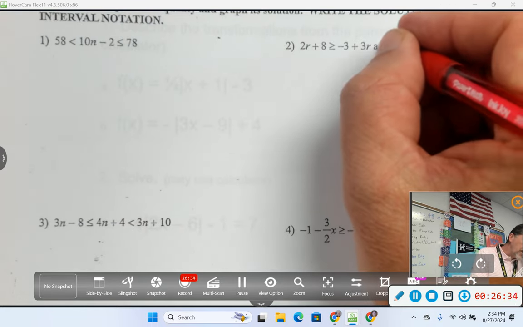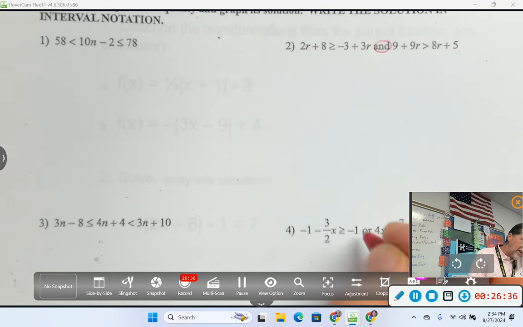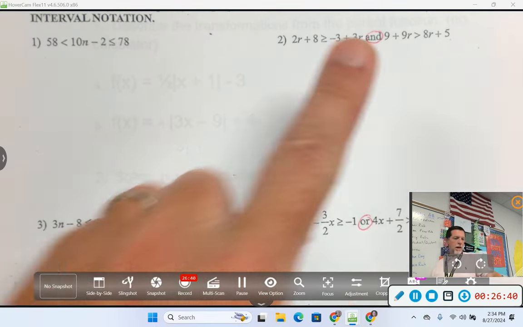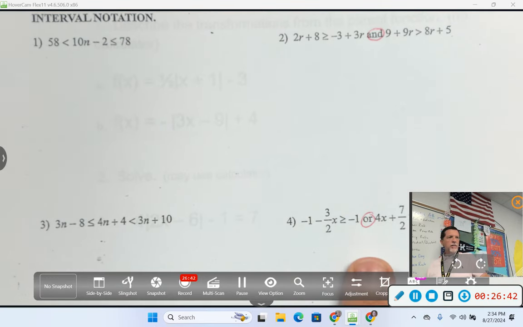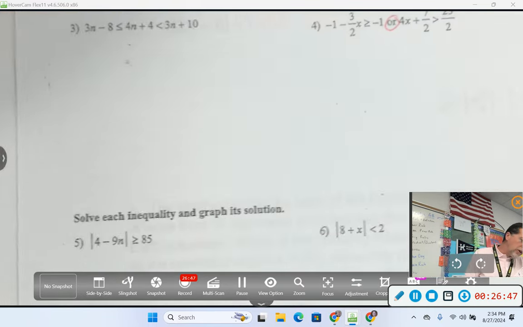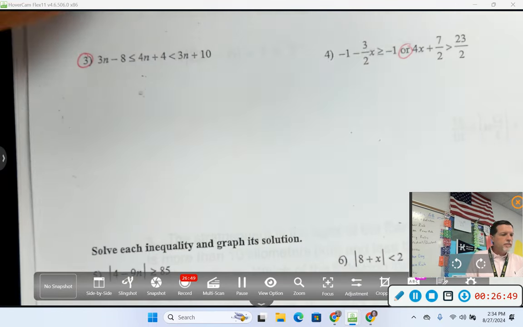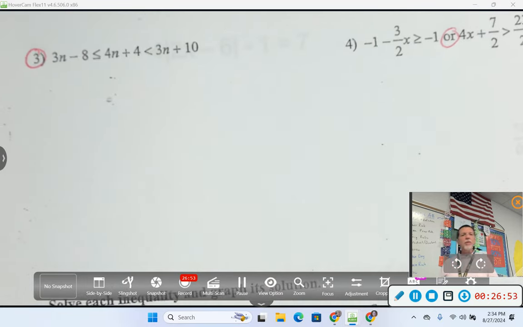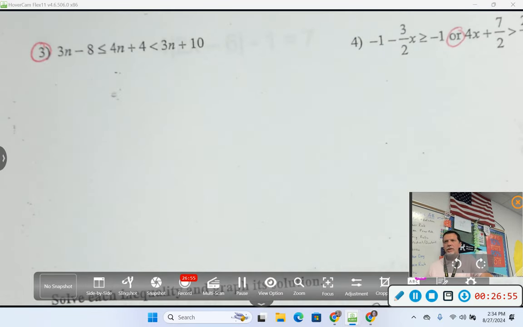On 2 and 4, it's like they've already split it up for you. They've got "and" or "or" already written there. So on 2, you're looking for the overlap. On 4, you're looking for anything that's shaded. But the reason I wanted to do one of these was number 3. Can you tell by looking at number 3 why I might have picked that one? What's different, weird about that one?